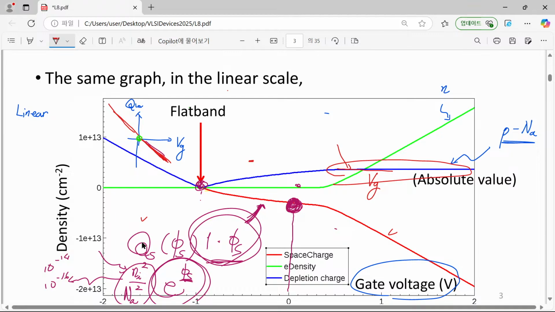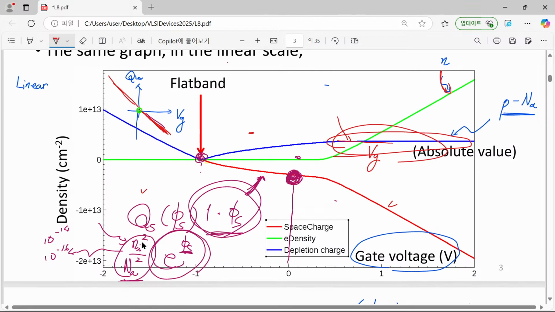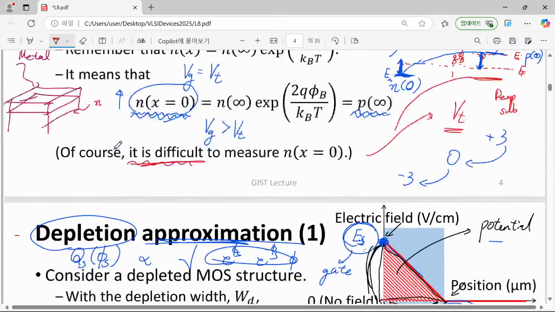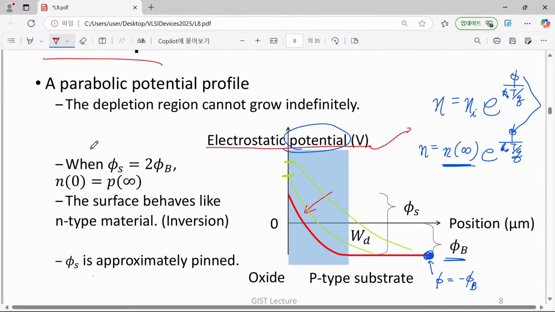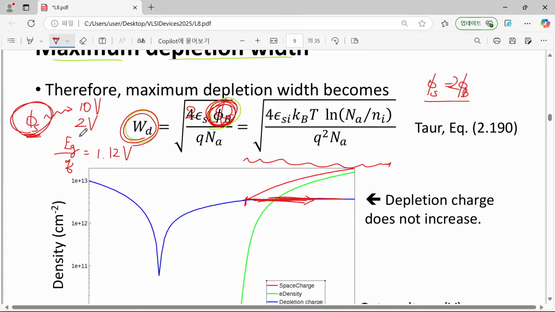But you know, here we have a really drastic increase of our inversion charge density. So compared with this meaningful variation of electron density, this can be regarded as almost constant. That's the reason why, without much degradation of accuracy, we can say that depletion charge or depletion width has its maximum value and is just saturated, no longer increasing.